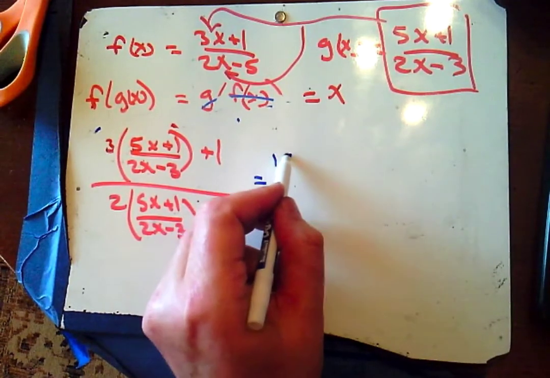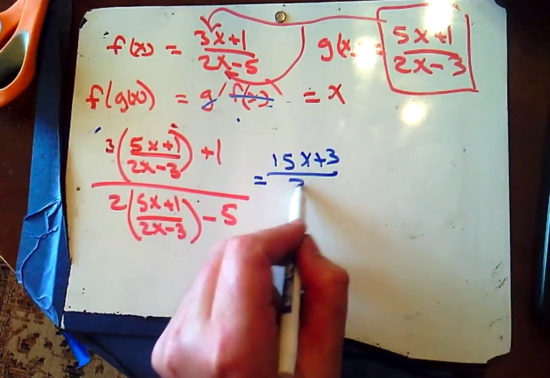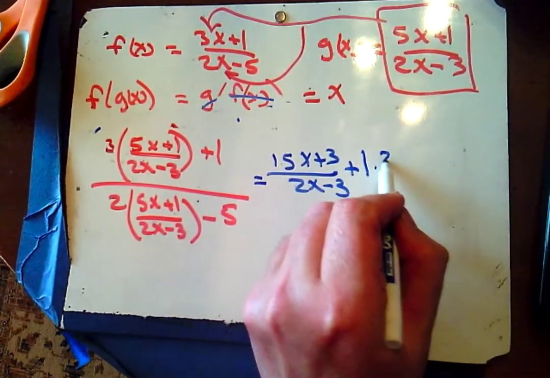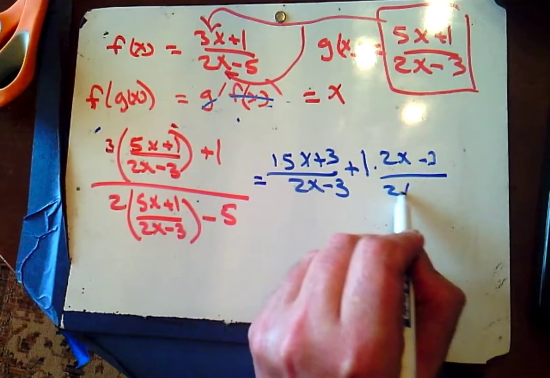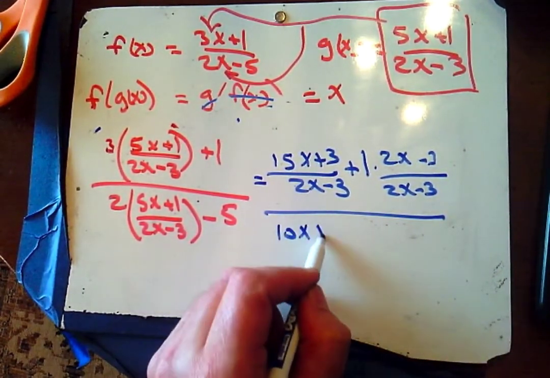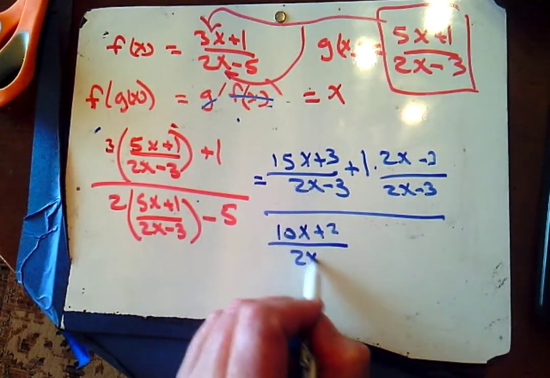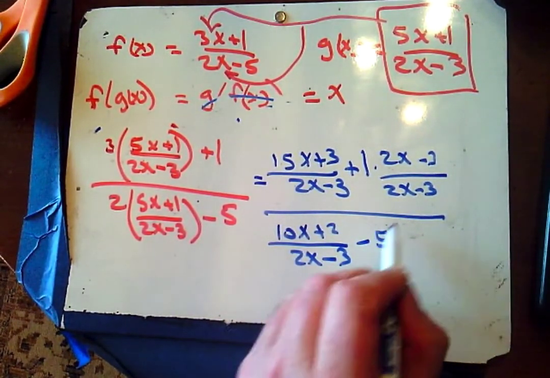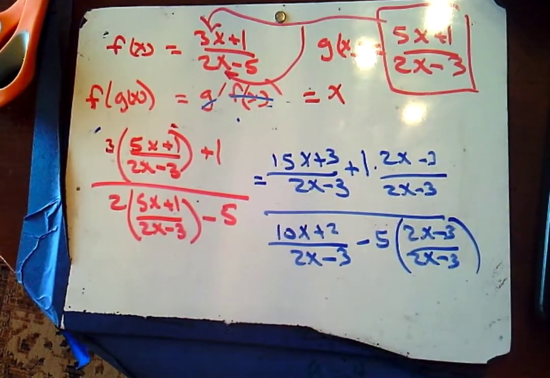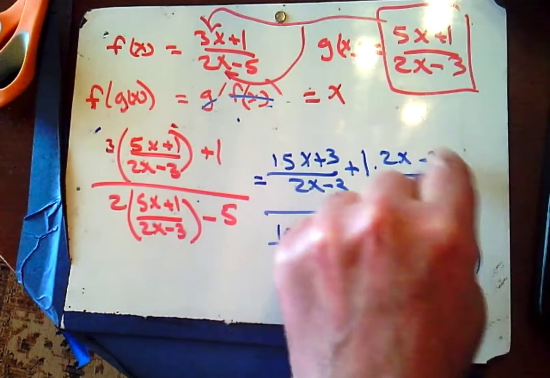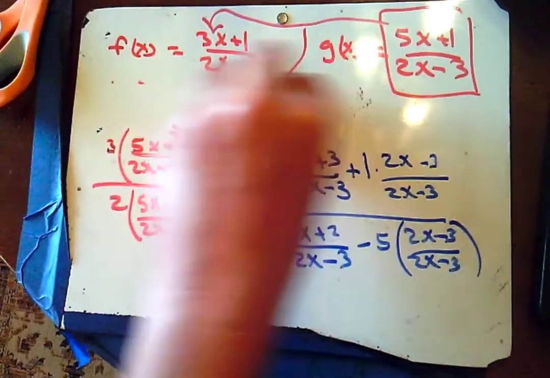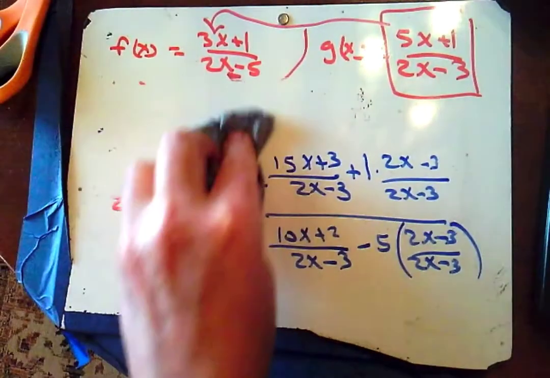They do the distributing, 15x plus 3 over 2x minus 3 plus 1, and then they say, oh, I need a common denominator, so they do the 2x minus 3 over 2x minus 3. And then on the bottom, they distribute and get 10x plus 2 over 2x minus 3. And then they need to make that common denominator again, like this. Okay, so I've got to do some distributing here, and then I can do some combining like terms.